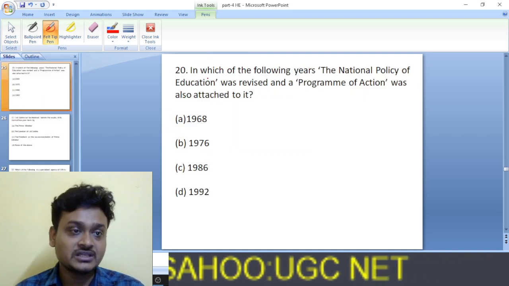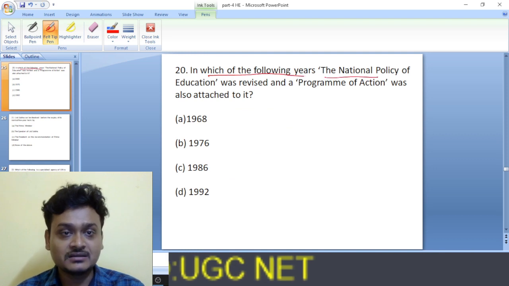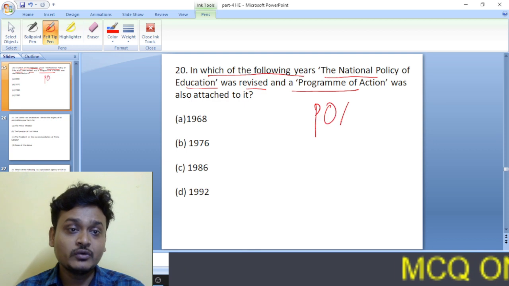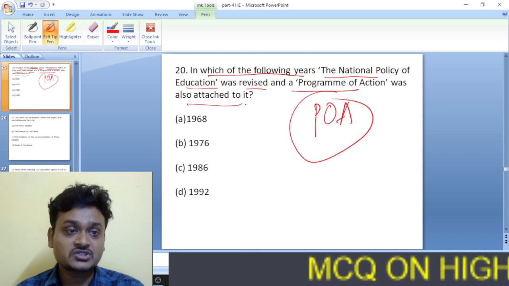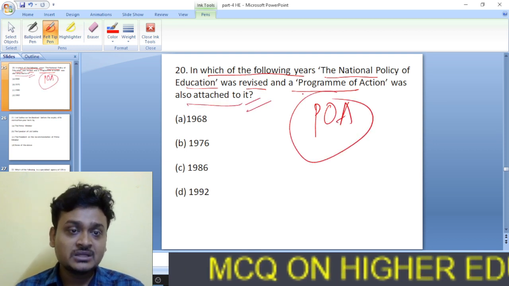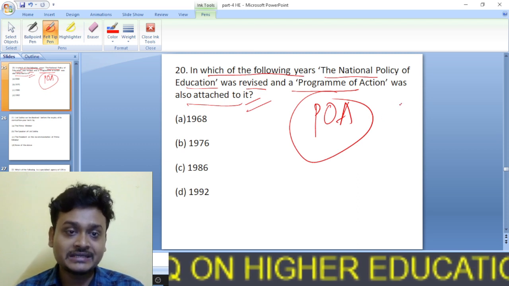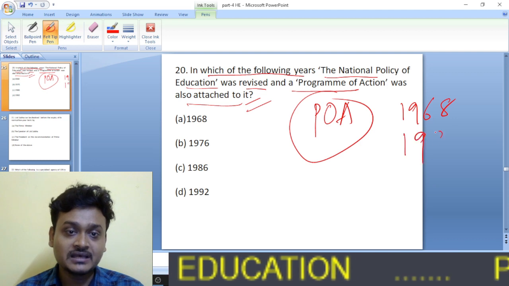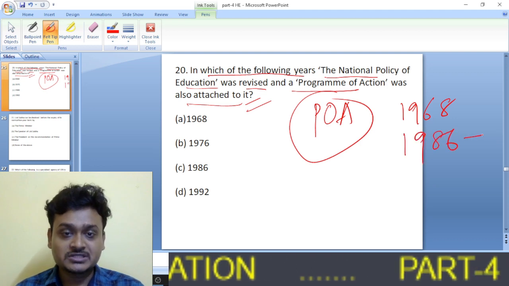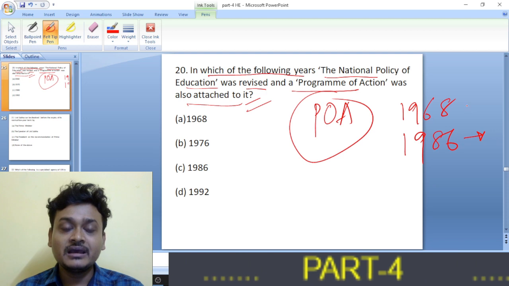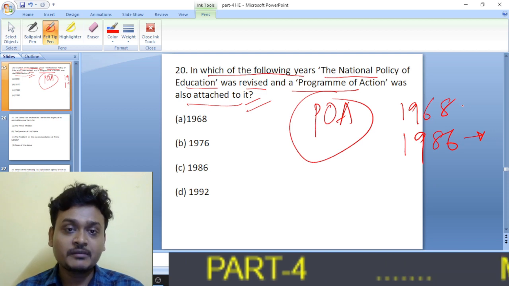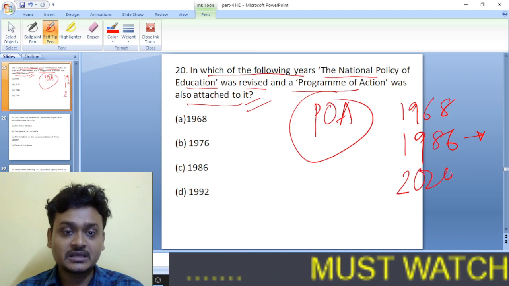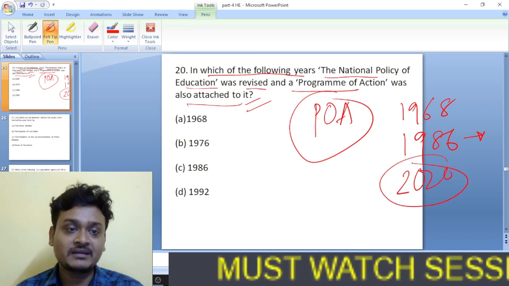Moving on to question number 20. In which of the following years was the National Policy of Education revised and a program of action, that is POA, also attached to it? I told earlier that the first education policy came in 1968, whereas the second education policy came in 1986. It was promulgated by Rajiv Gandhi, and the 1968 one was promulgated by Indira Gandhi, whereas the third education policy came in 2020 and was promulgated by Narendra Modi.